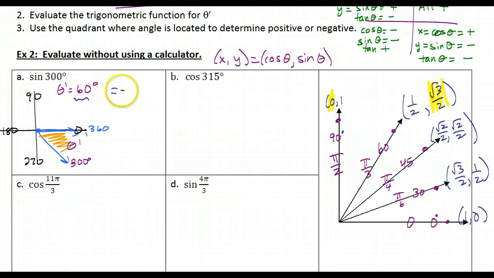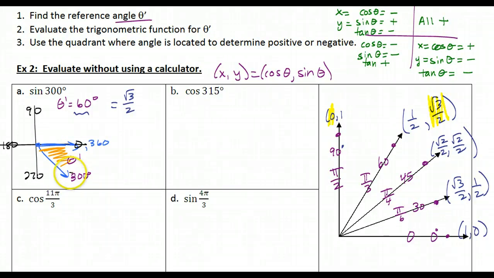And so my first part of my answer is square root of 3 over 2. That's me doing step 2 up here in the directions. But step 3 says use the quadrant where the angle is located to determine positive or negative. This angle is actually down in quadrant 4. Is sine supposed to be positive or negative in quadrant 4? Sine is supposed to be negative. So the final answer is negative square root of 3 over 2. So I use my quadrant 1 in order to find the value, and then based off of the rules for the signs, I find if it's positive or negative.